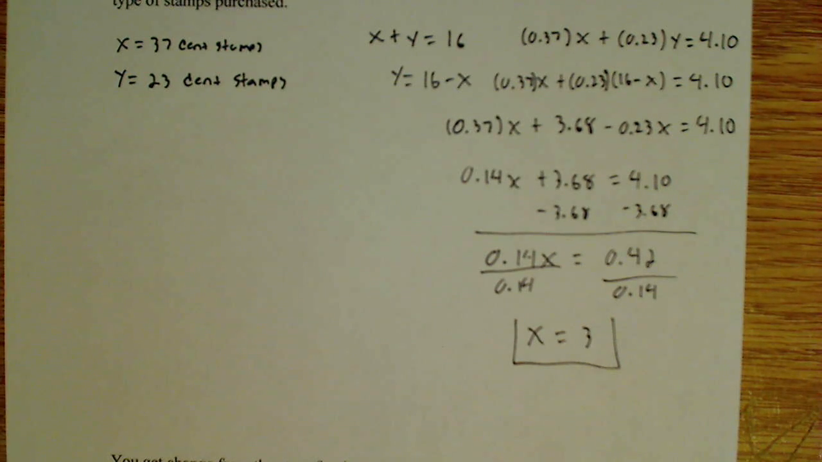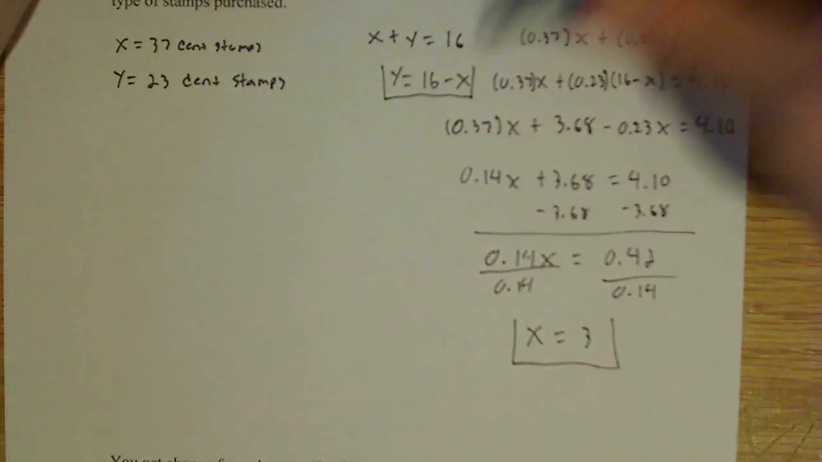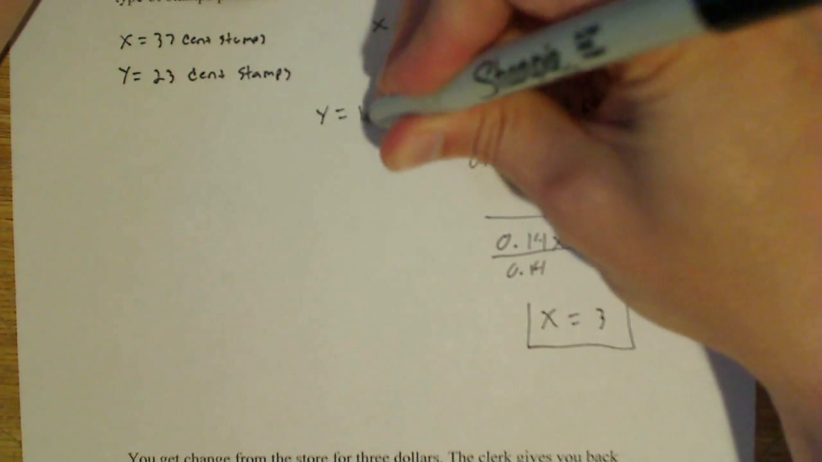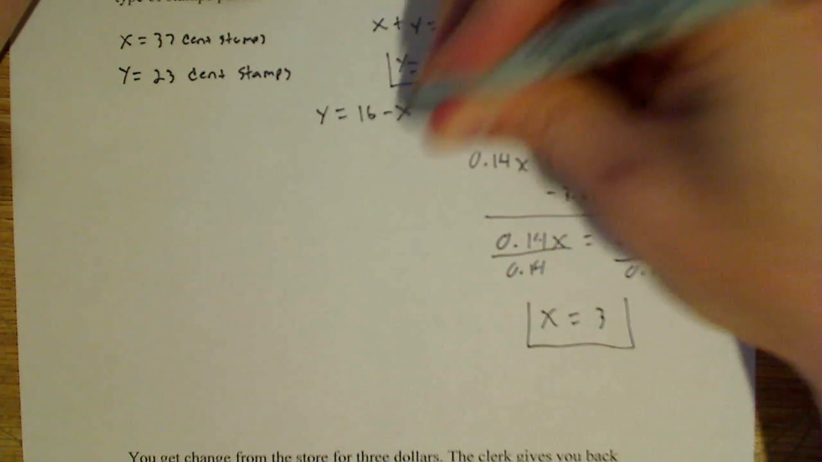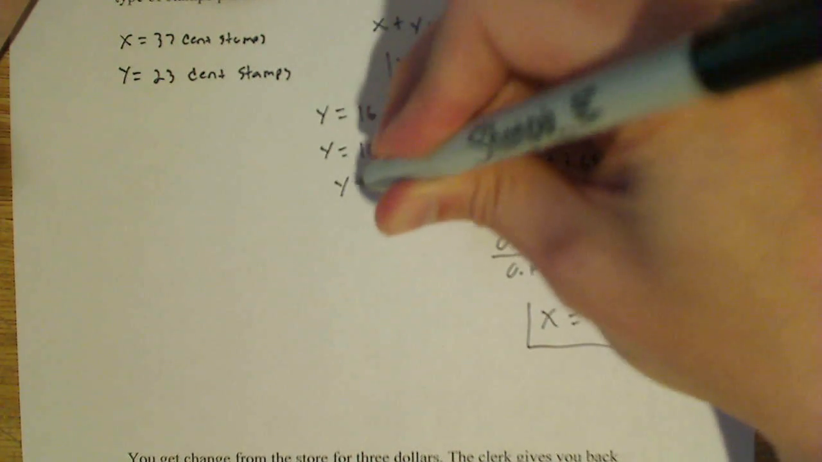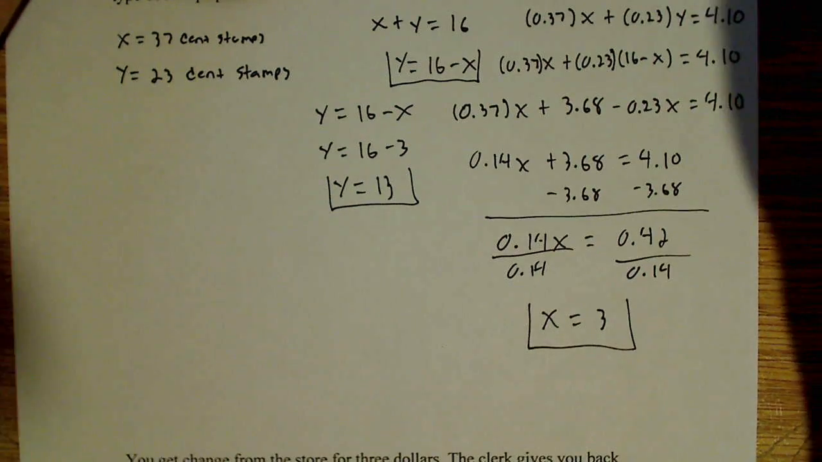Okay? So now that I have x, I can simply use this equation over here to find y. So y is equal to 16 minus x. So y is equal to 16 minus 3, and that's 13. So y is equal to 13.